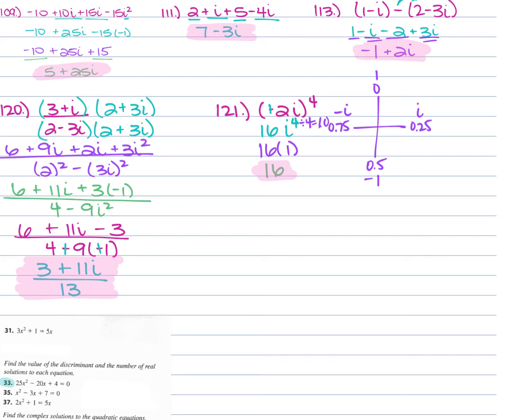We're also going to look at number 123, which also is going to use this chart. 123 gives us i to the power of 14. Now this one doesn't have a coefficient in front of the i, so you just have to worry about the i to the power of 14. Just like the other one, we're going to divide that power by 4. That 14 divided by 4 gives us 3 with a remainder of 2. So that's 3.5. So that i to the power of 14 is just negative 1.